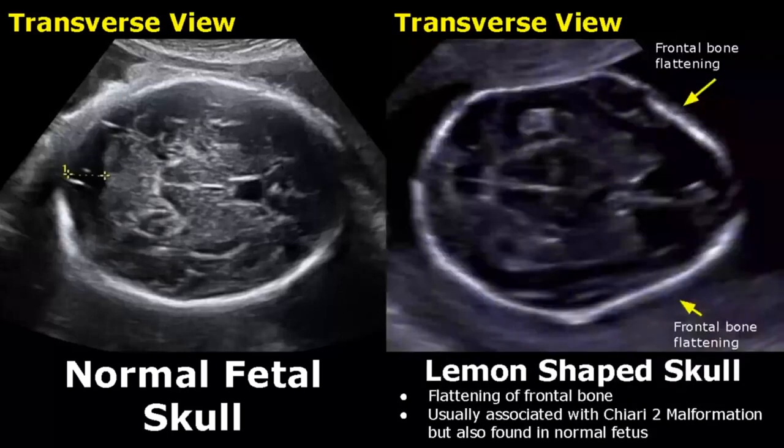A lemon-shaped skull occurs due to flattening of frontal bone. It is usually associated with Chiari-II malformation, but sometimes is also found in a normal fetus.